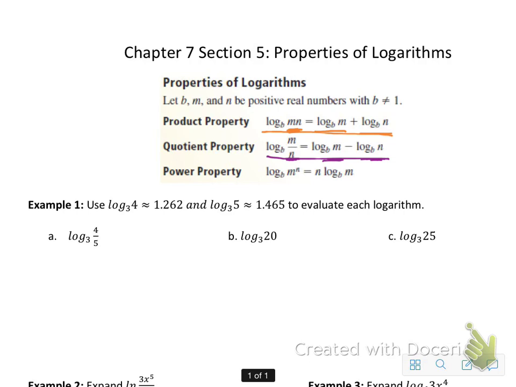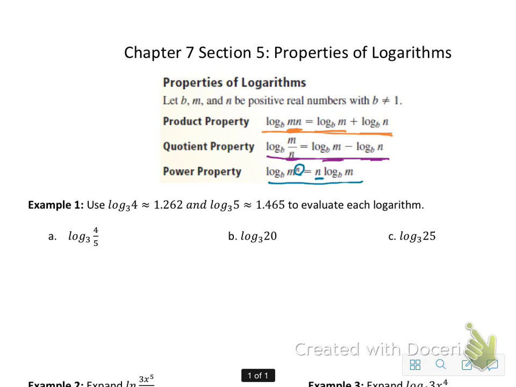Finally, our last property says that if you have an exponent on a number, then that exponent can go in front. Okay, and if you have a number in front, that number can become an exponent for what you are taking the log of. So hopefully that's not too confusing. I'm going to go ahead and show you how this works.